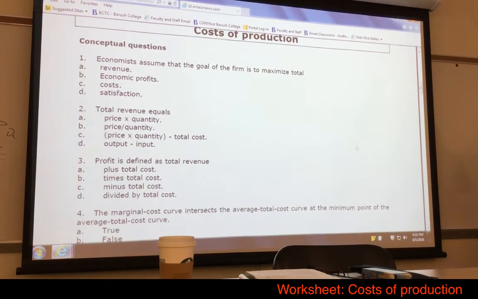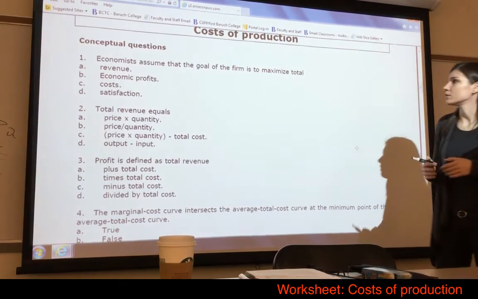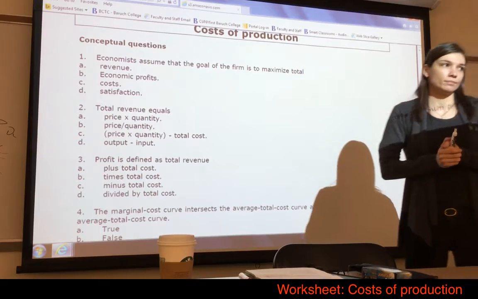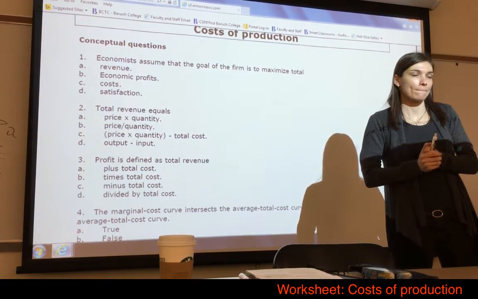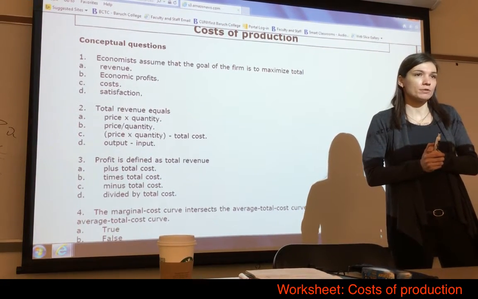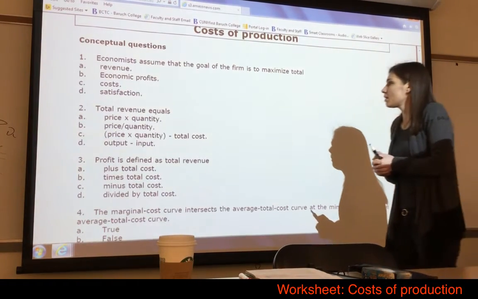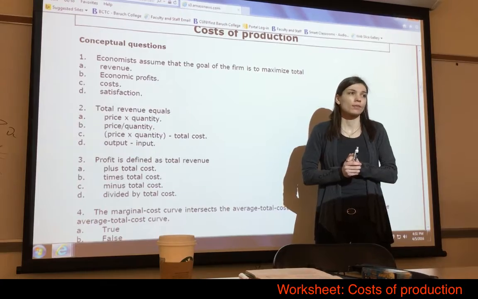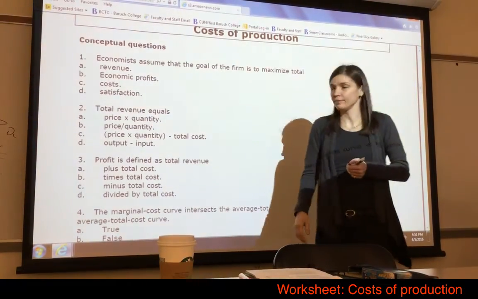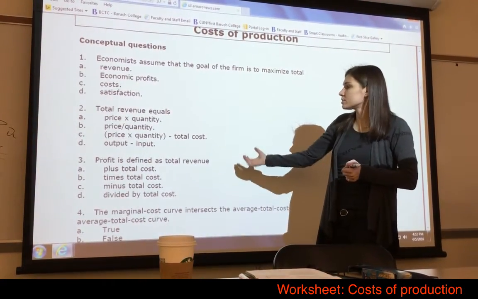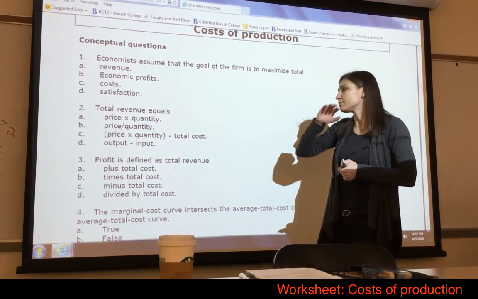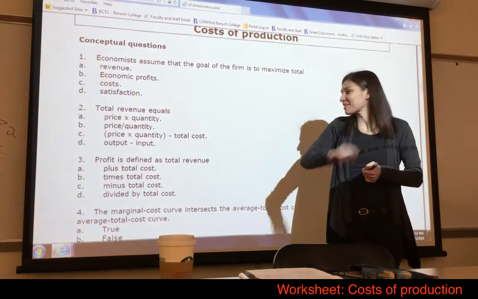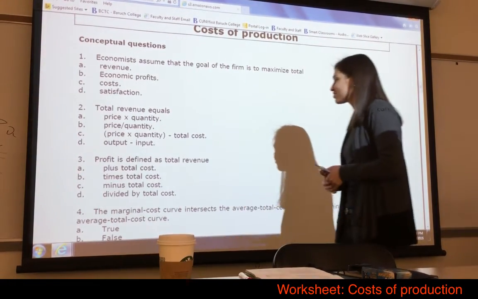Alright, so we have some conceptual questions first. These are easy. Economists assume that the goal of the firm is to maximize total what? Economic profits, right? Total revenue is price times quantity. Profit is defined as total revenue minus total cost. All right, these are just definitions.